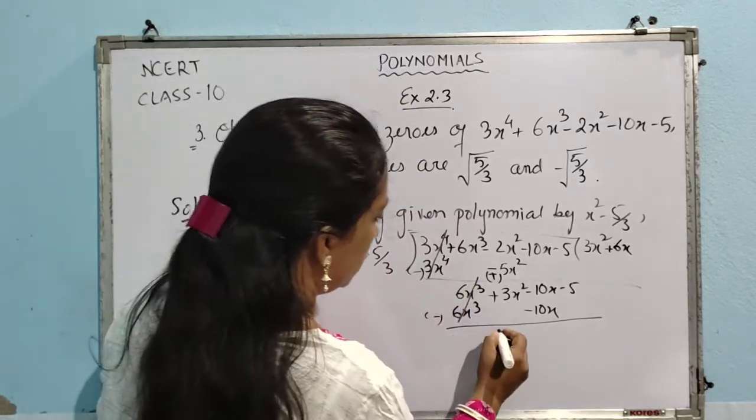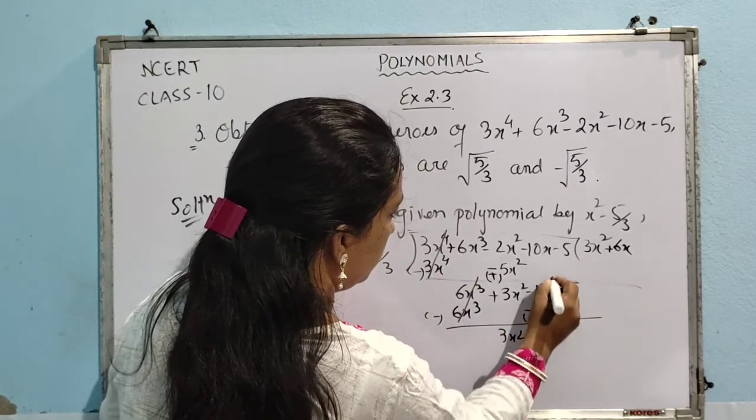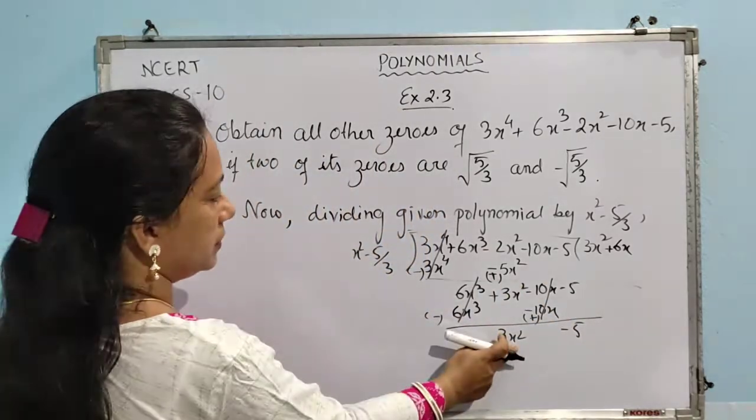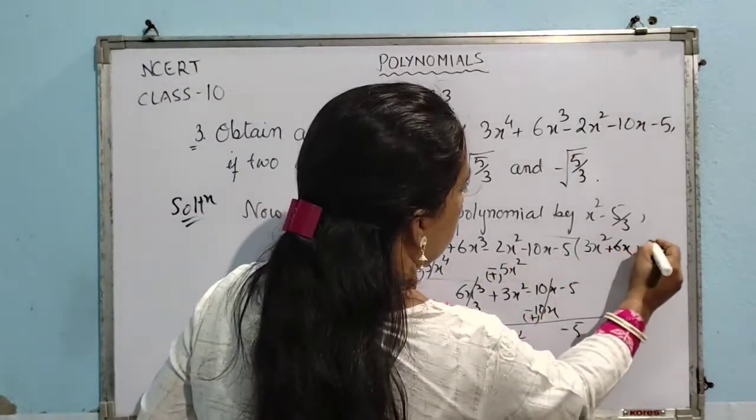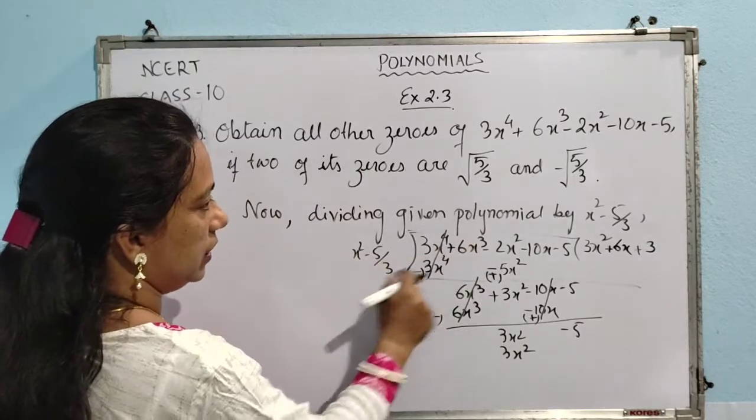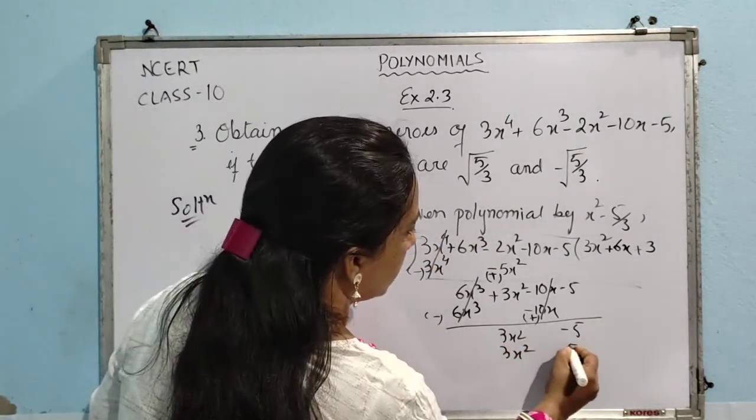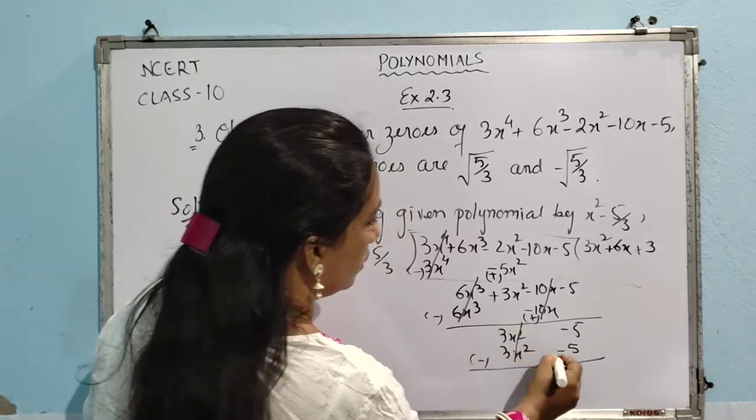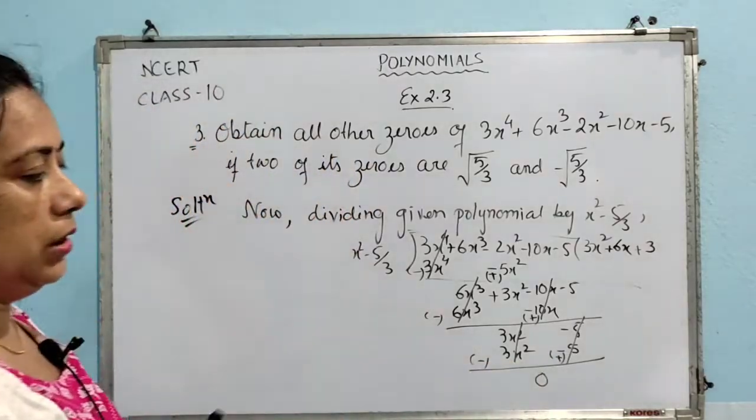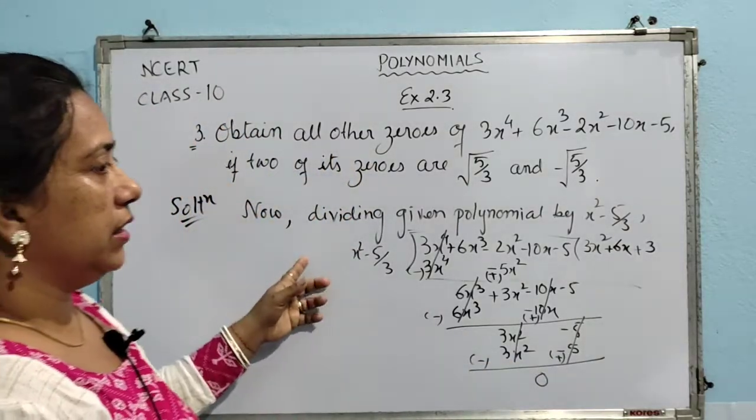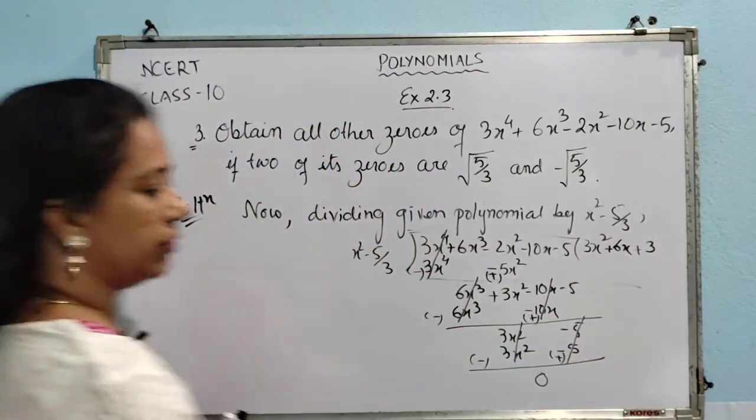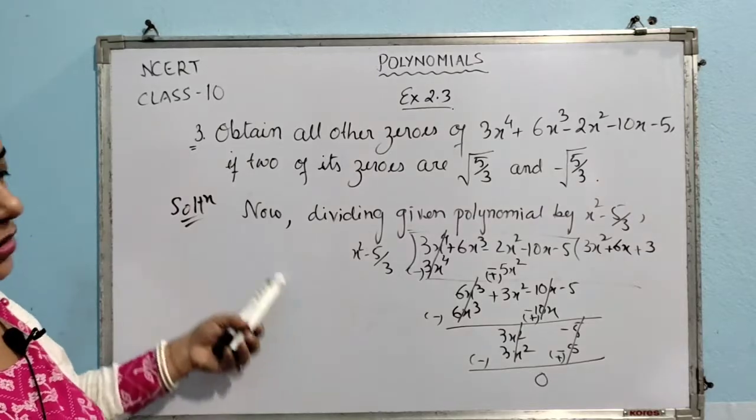Again we are left with 3x square, minus 5. Again see, x square is there, x square is there, so we only need 1 3 plus 3, so 3x square. Now minus 5 by 3 into 3, 3 got cancelled, minus 5. So this way we have got the 0 remainder. After dividing we are getting this one as our quotient. So now what can we write? Just pause the video and write it down.